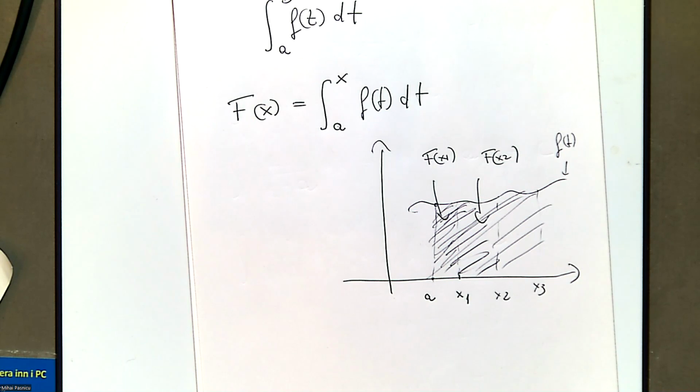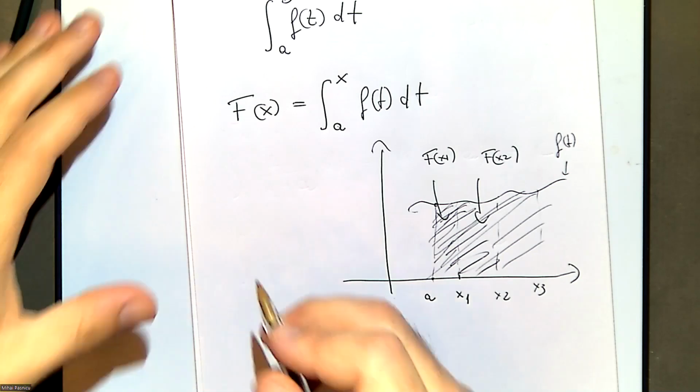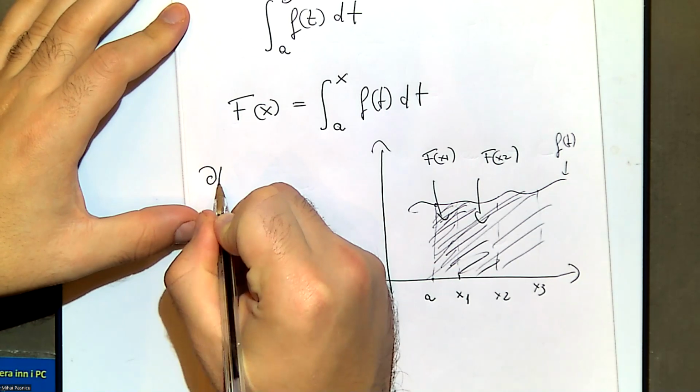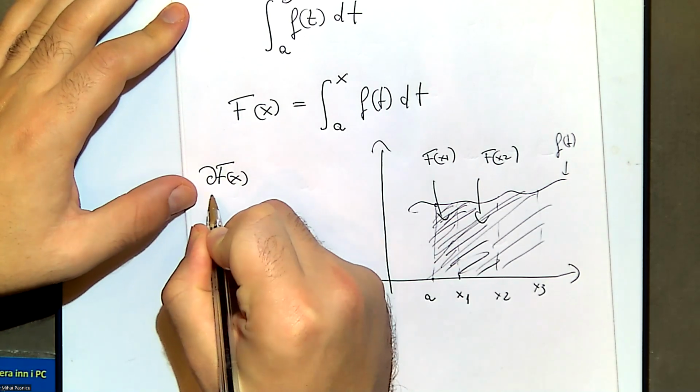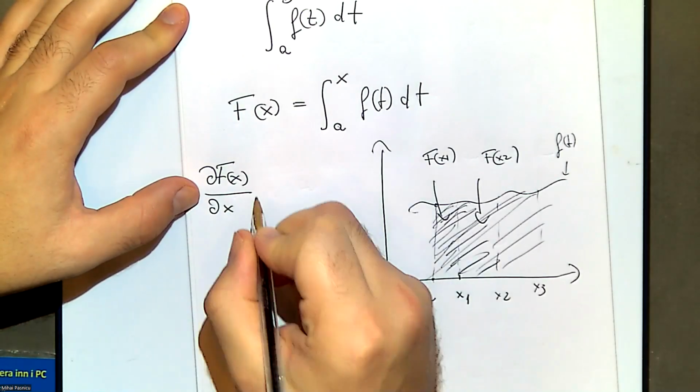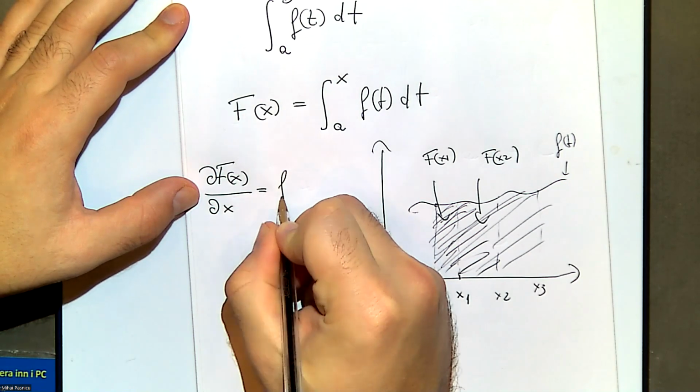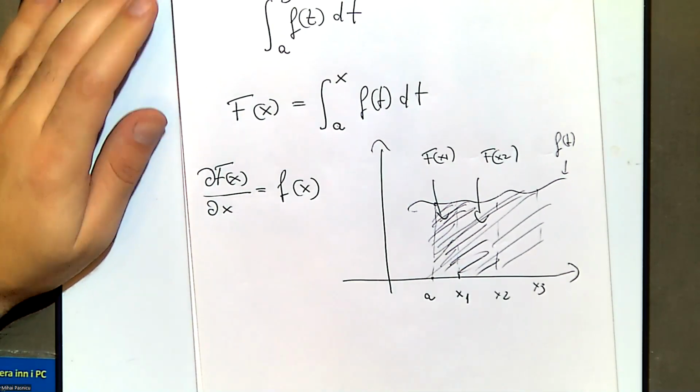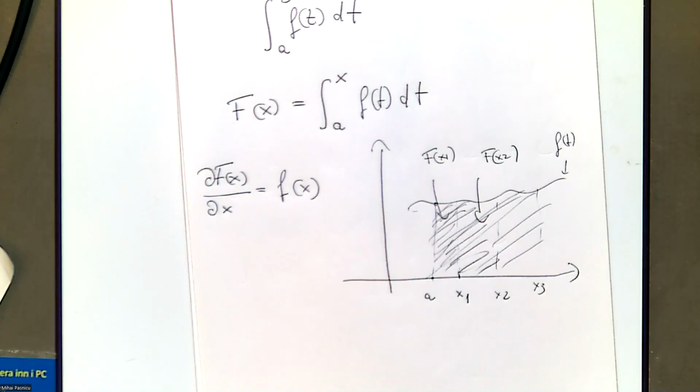So that's how this new function works. The whole idea of introducing this notation is to state the fundamental theorem of calculus, which says that if I take the derivative of this big F of x with respect to x, I'm going to get small f of x. That's all that the statement is saying. This is the fundamental theorem of calculus.